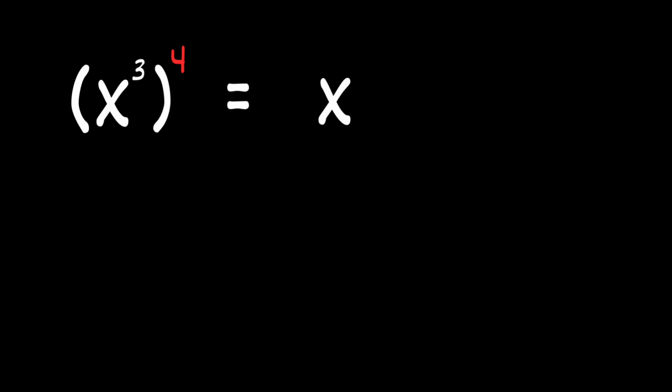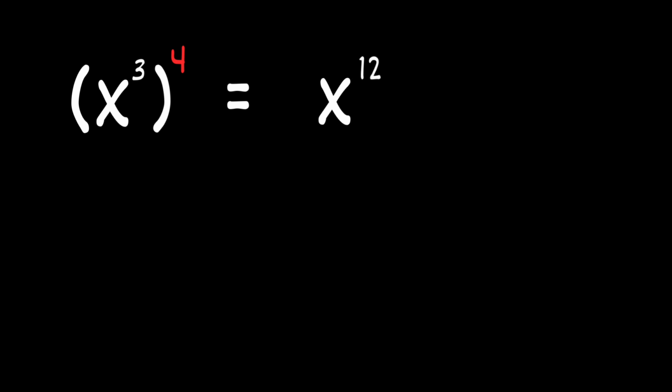Here's another one. What is x to the third raised to the fourth power? What should we do whenever we raise one exponent to another? In a situation like this, you need to multiply. It's going to be 3 times 4, which is 12.